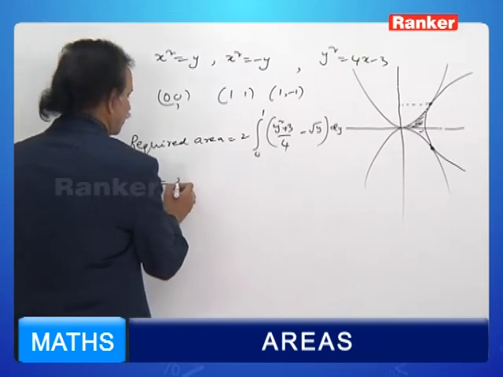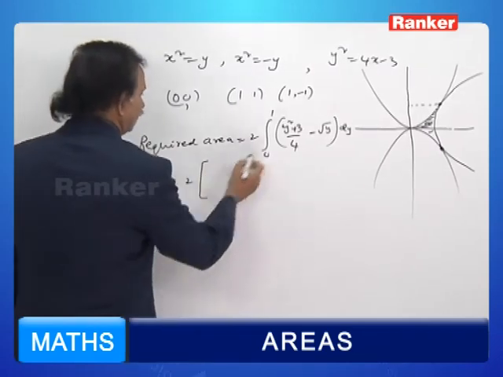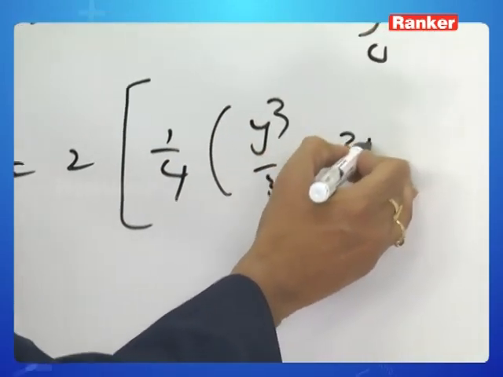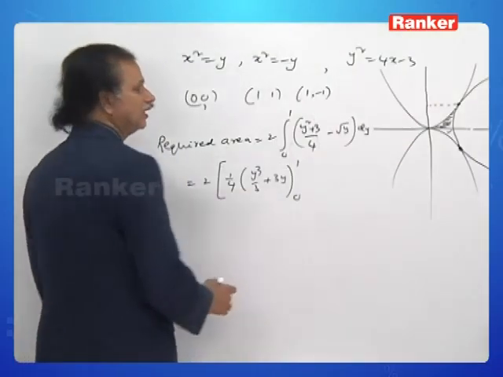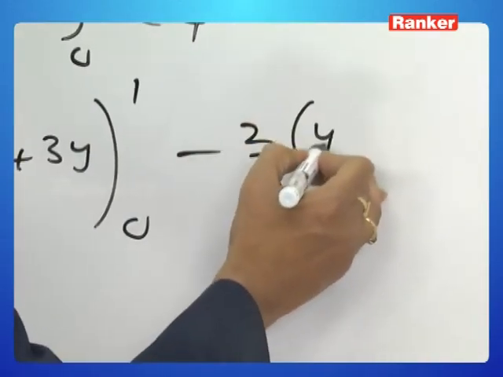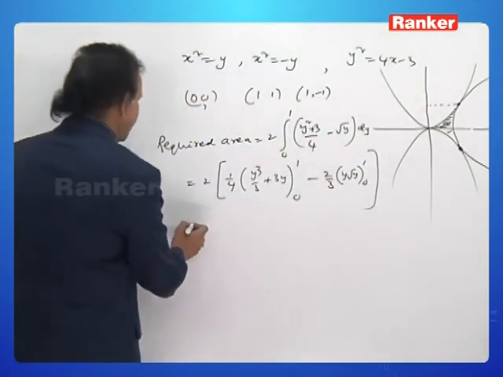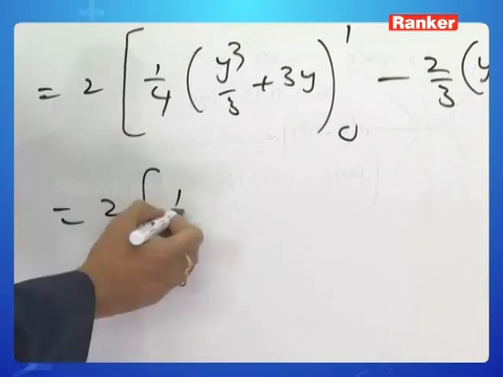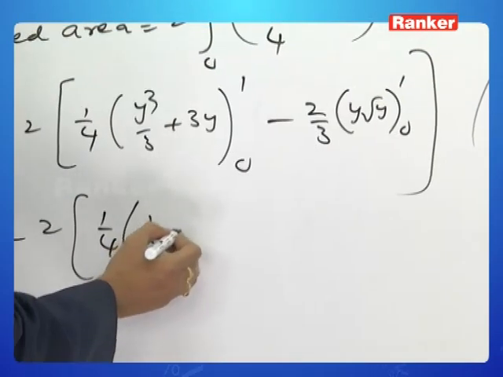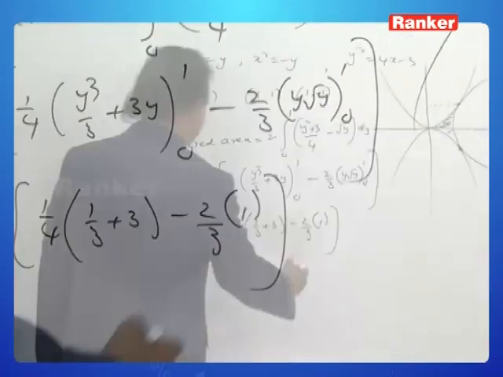So this is 2 into integral of y square plus 3 by 4, that is, 1 by 4 into, for y square it is y cube by 3 plus 3, it is 3y between the limit 0 to 1, minus, for root y, what is the integral? 2 by 3 into y root y between the limit 0 and 1. Well done. So it is 2 into 1 by 4 into, come on friend, if you put 1 by 3 plus 3, if you put 0 it is 0, if you put 1 it is 1, otherwise it is 0.